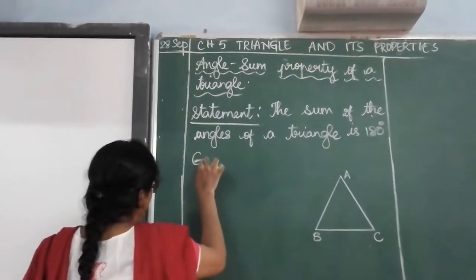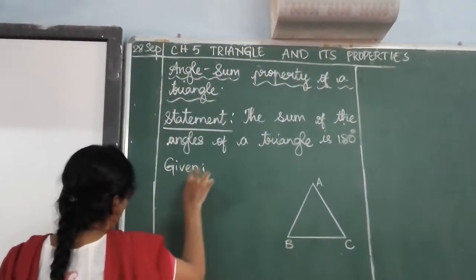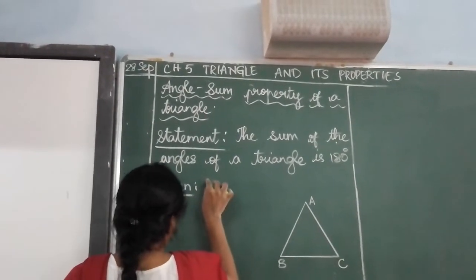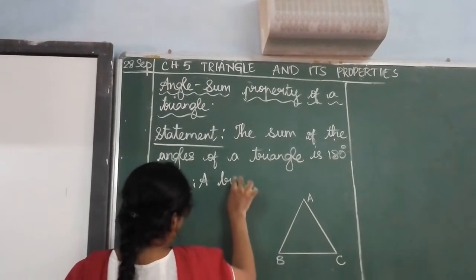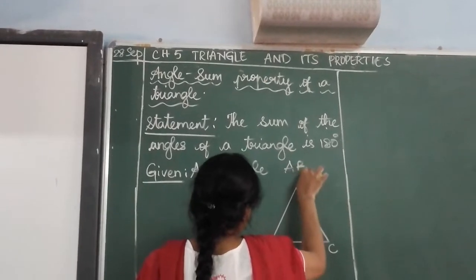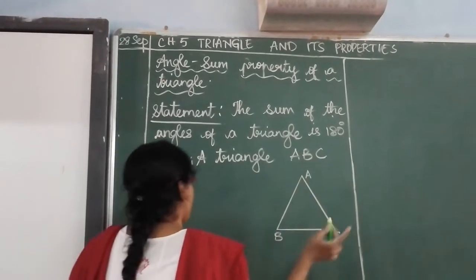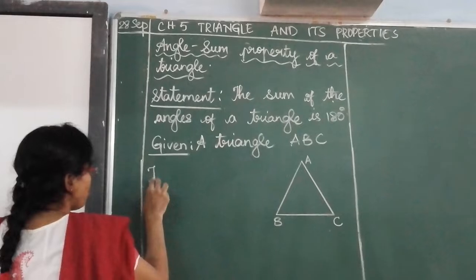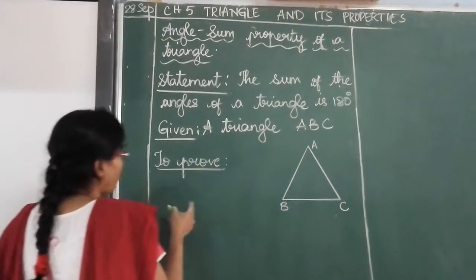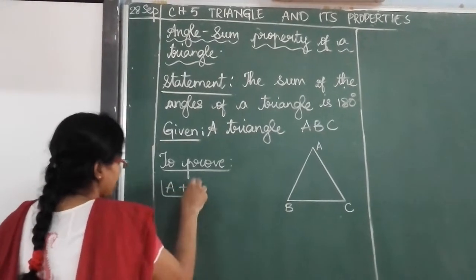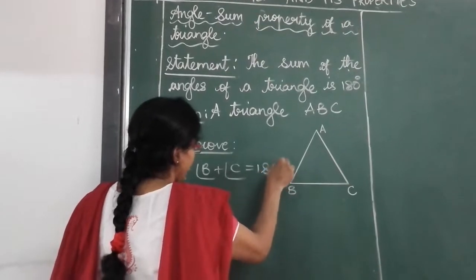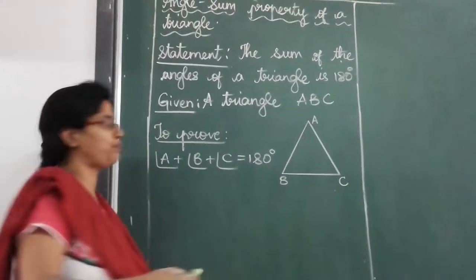So given. What is given? Without a triangle we cannot do this proof. So what is given is a triangle ABC is given. Now, what should we prove? To prove, we need to prove that angle A plus angle B plus angle C is equal to 180 degrees. This is what we have to prove.